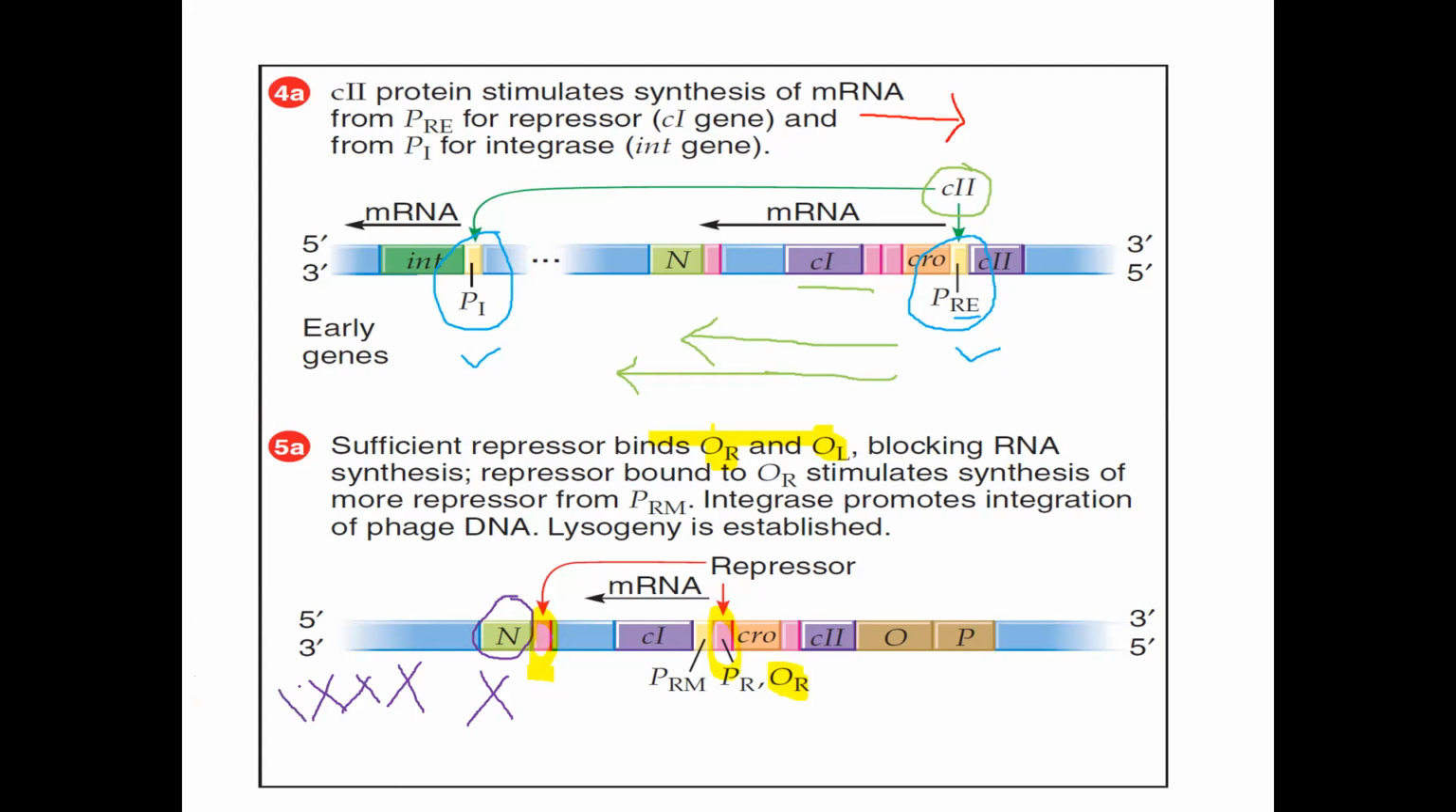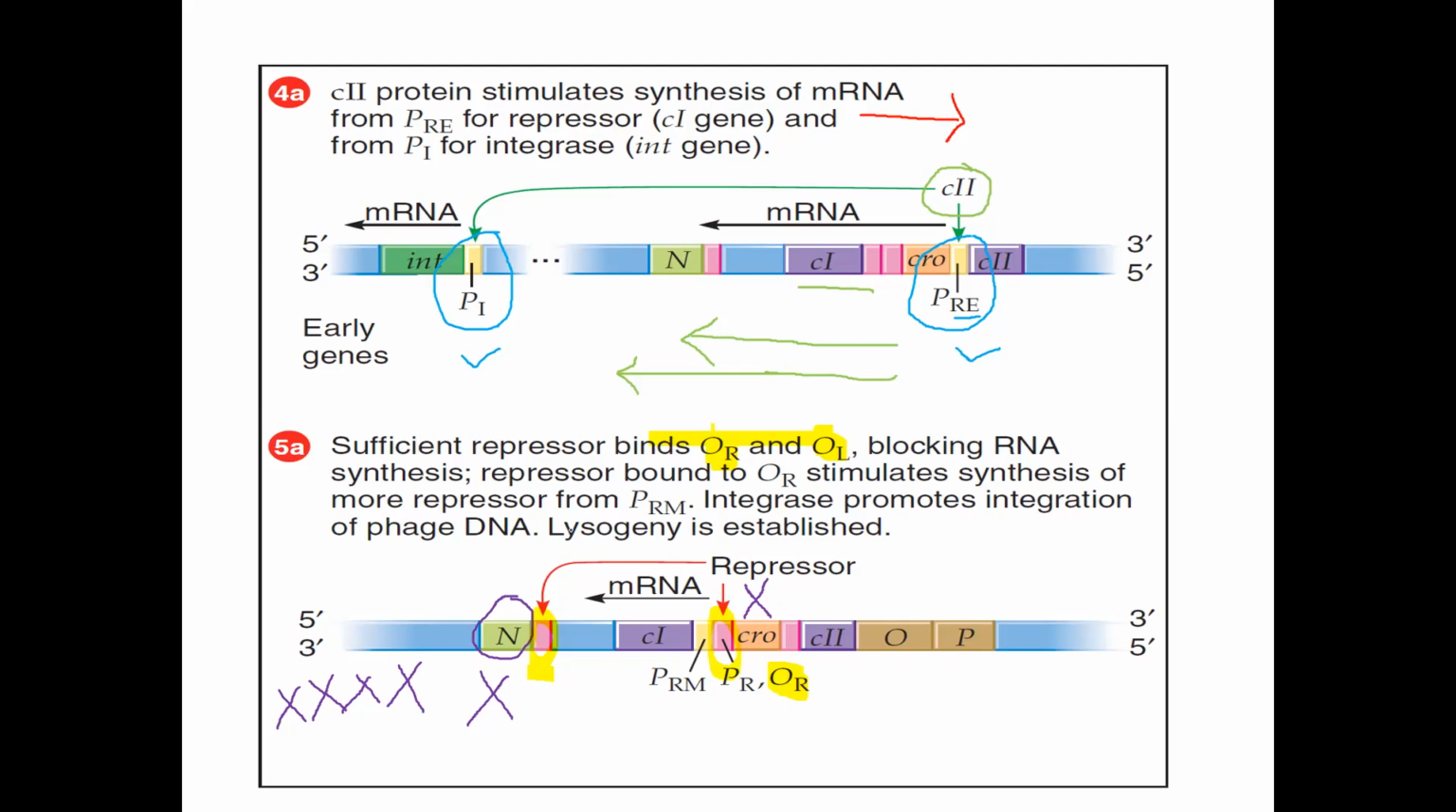C2 will also not be made, which was a lysogeny protein, because N is not there. But C2 has already done its job. It has activated promoter PRE and promoter PI, and C1 is made. So C2 is not needed now. And since promoter right is also inactivated, the first gene to be transcribed from promoter right was CRO, which was the major lytic cycle protein. So it is not made, and lysogeny is established.